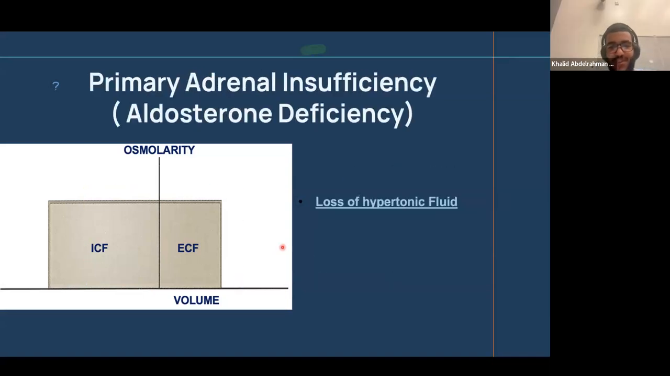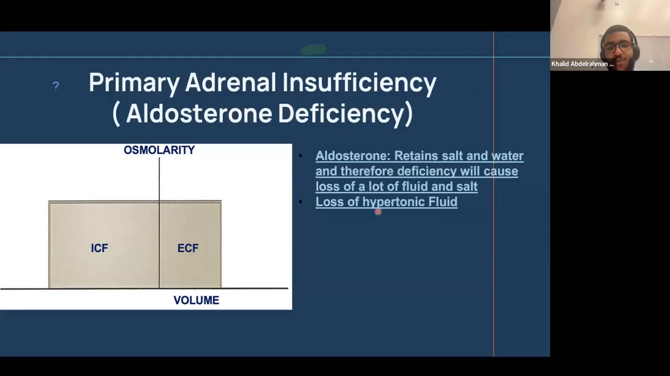Oh, you weren't supposed to see this. Okay, primary adrenal insufficiency. You didn't take this yet, so I don't expect you to know what it is. It's basically aldosterone deficiency. The normal function of aldosterone is that it retains salt and water, and therefore the deficiency of aldosterone will cause loss of a lot of fluid and salt, and therefore in the end, you're losing hypertonic fluid. That's what they're trying to say.